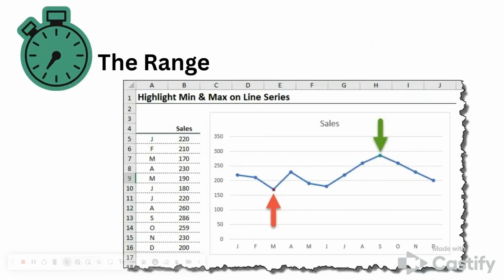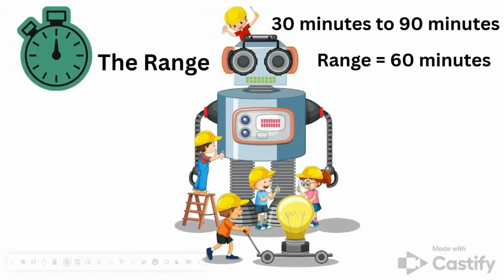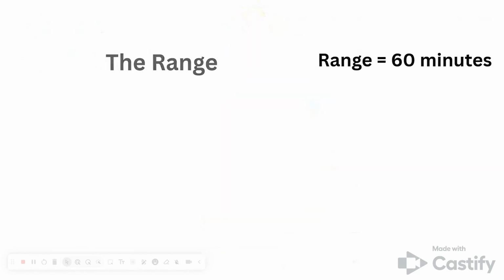The range is the simplest measure of variability. It is calculated by subtracting the lowest value from the highest value. For example, if robot build times range from 30 minutes to 90 minutes, the range is 60 minutes. This tells us how far apart the fastest and slowest results are.